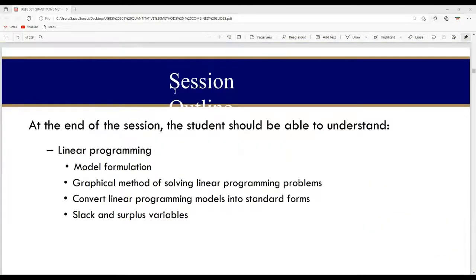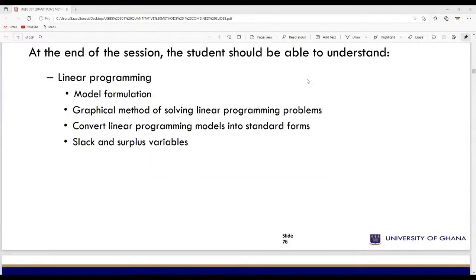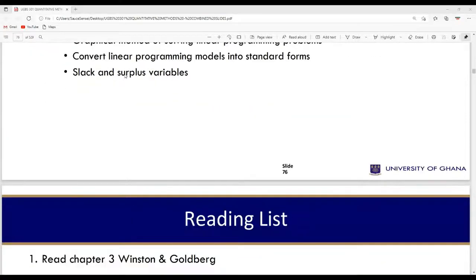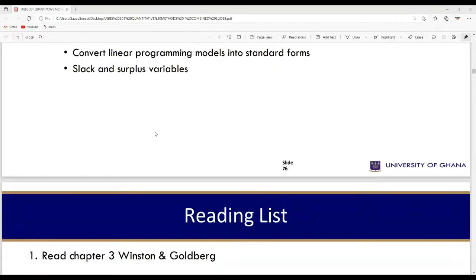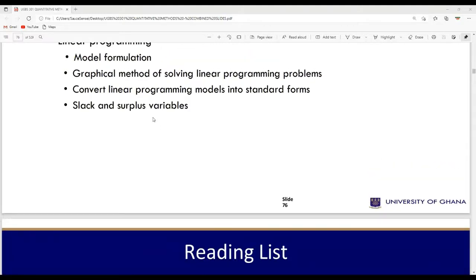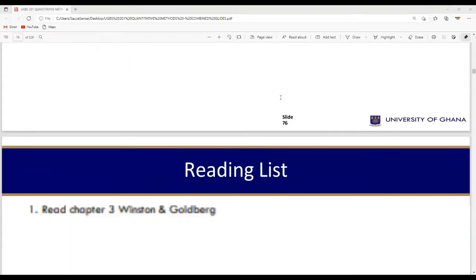All right. So the outline. At the end of the session, you must be able to model a problem, like the model formulation, use the graphical method of solving linear programming problems, and convert linear programming models into standard forms, with slack and surplus variables.